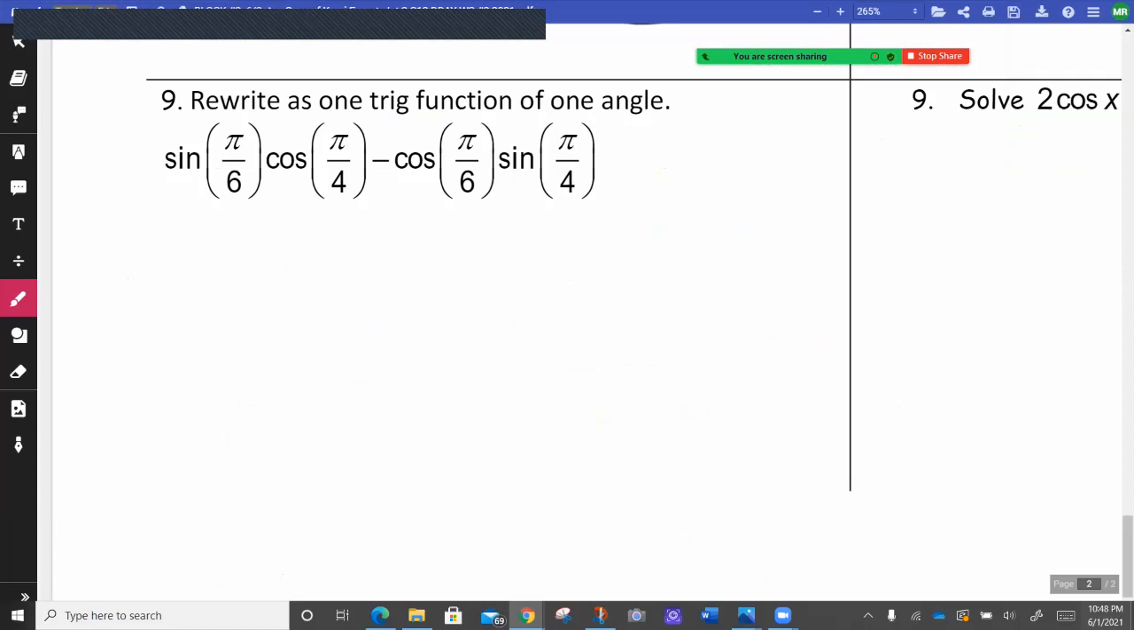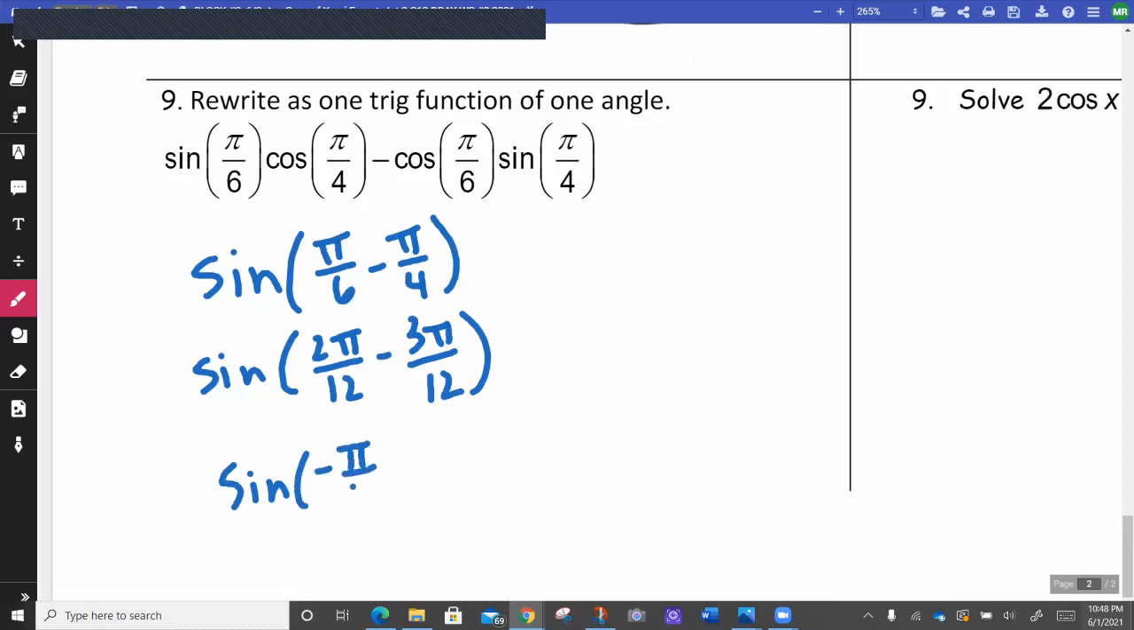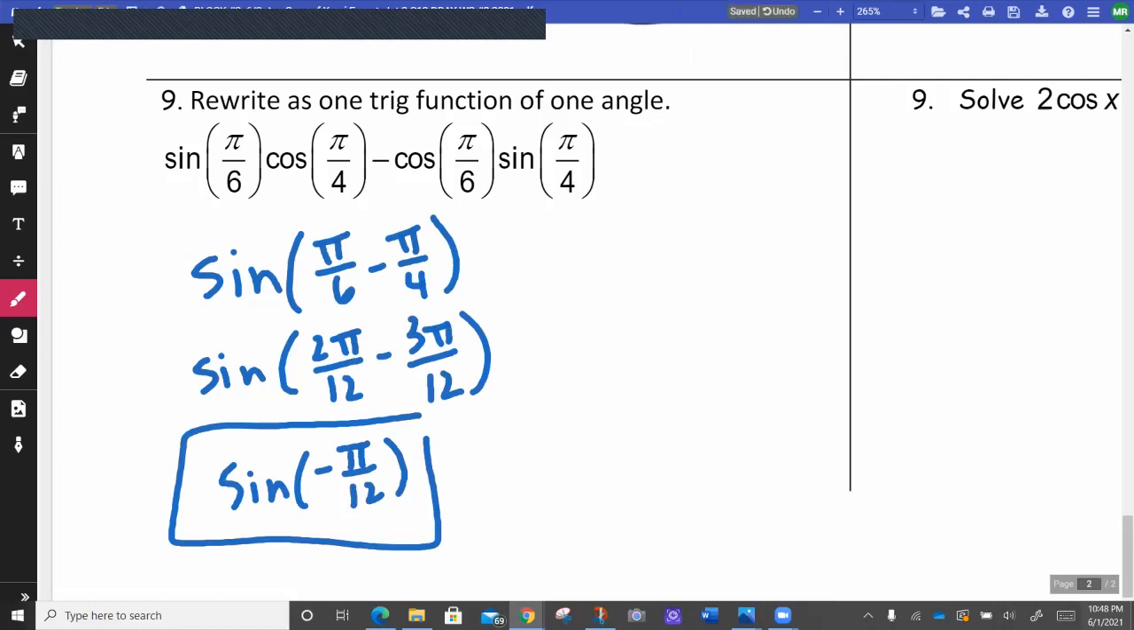In this case, this is going to be sine of pi sixth minus pi fourths. If I get a common denominator, which is going to be 12, it's going to be 2 pi 12ths minus 3 pi 12ths. So that's going to be sine of negative pi 12ths. They didn't ask us to find the value. They just wanted us to write it as a single trig function instead of having multiple trigs, sine and cosine, and a single angle instead of multiple angles. And so that's your answer.